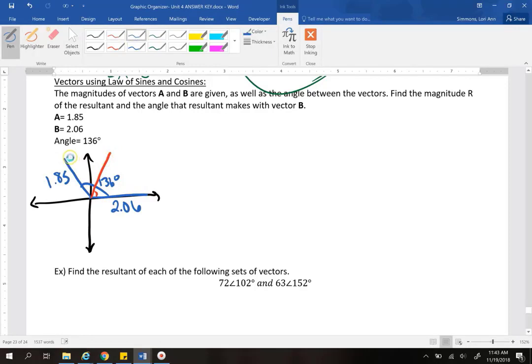What we're going to do now is make a parallelogram out of this. So this length matches with this length, along with this one.